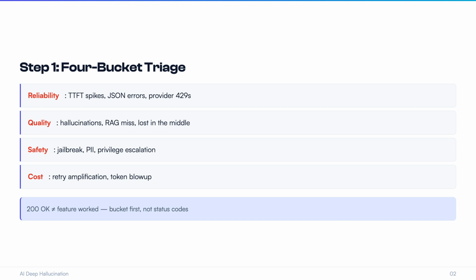So step 1 in triage isn't checking status codes, it's bucketing. Once you've bucketed, the dashboards you look at diverge completely. For cost and latency, you check TPM throttling, cost velocity, KV cache hit rate first. For quality, you jump straight into traces. For safety, you read the guardrail logs.